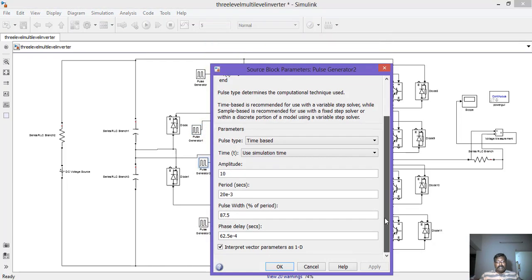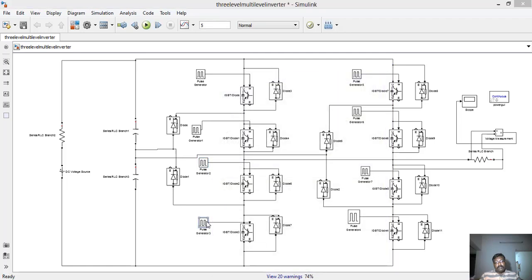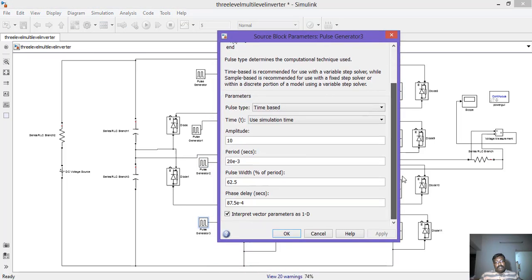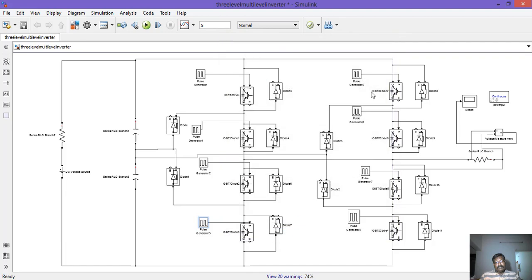For the third pulse generator, 10, 20e⁻³, 87.5, 62.5e⁻⁴. For the fourth generator, 10, 20e⁻³, 62.5, 87.5e⁻⁴.